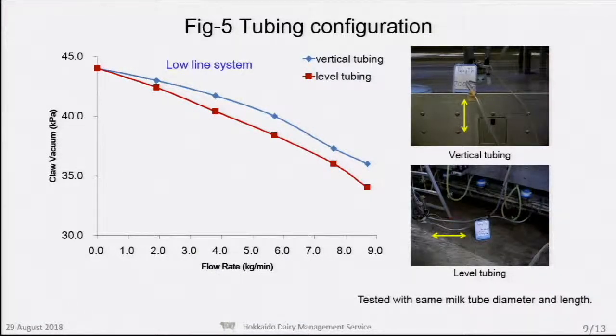This slide shows factor of milk tubing on low line system. Level tubing is lower than vertical tubing. Upper side picture on vertical tubing shows that milk flows from up to down. Lower side picture on level tubing shows that milk flows from left side to right side.